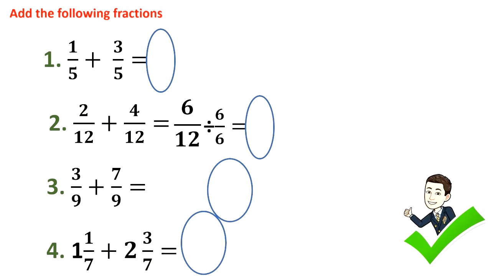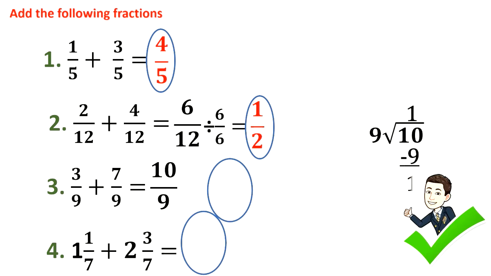But before we start, let us try to remember adding fractions. Number 1: 1/5 plus 3/5 is equal to 4/5. Number 2: 2/12 plus 4/12 is equal to 6/12. Reducing to its lowest term is 1/2. Number 3: 3/9 plus 7/9 is equal to 10/9, or converting it to a mixed number, 1 and 1/9. And number 4: 1 and 1/7 plus 2 and 3/7 is equal to 3 and 4/7. Very good!